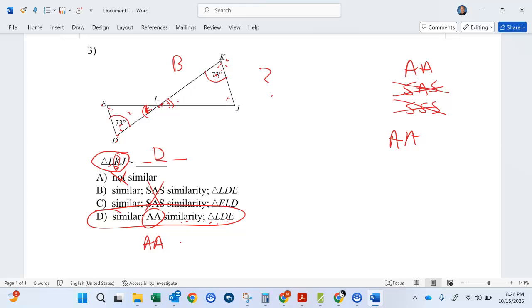And then L is the first one here, but that's the same as the L over here since they're vertical angles, so it would have to be LD, and then of course E is left, right? So that's another reason that's correct. But of course, that's the only one that has AA. So we still know it's correct.